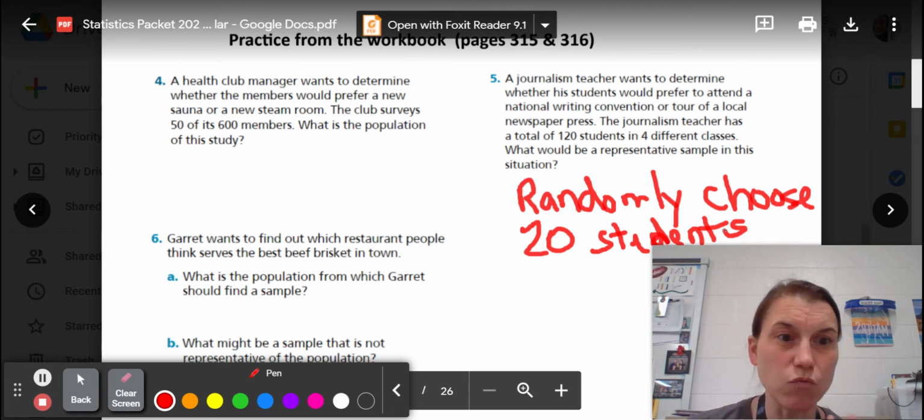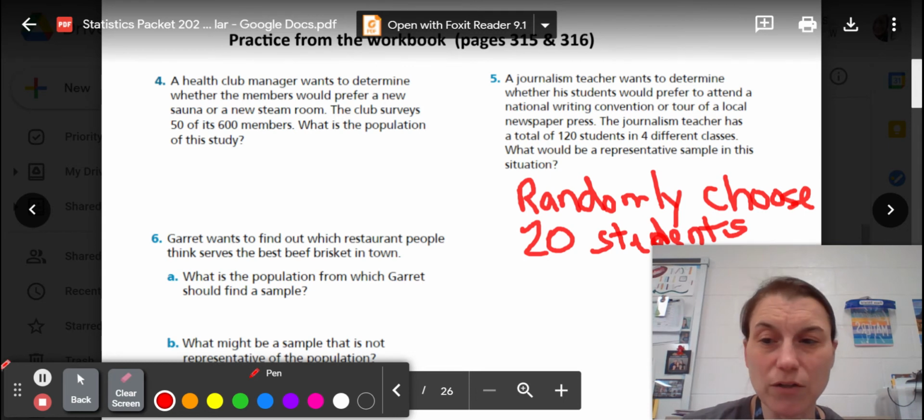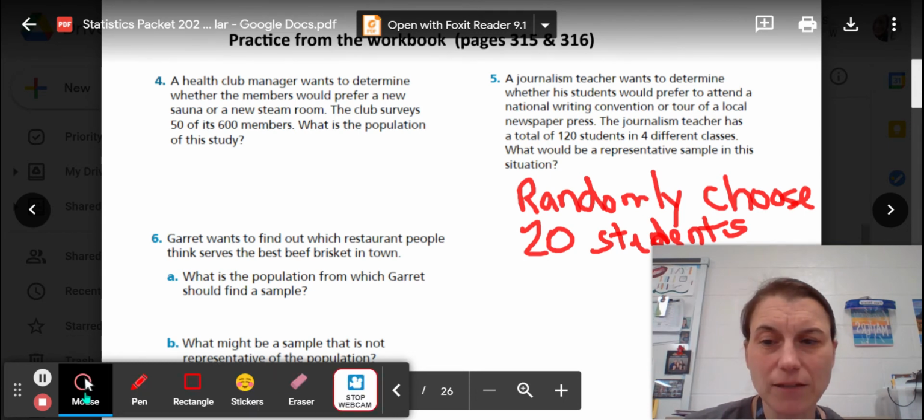So there's lots of ways of randomly selecting, but you want to make sure the sample is not too small. 20 is a good amount, and you want to make sure that everyone has an equally likely chance of being chosen. So something to that effect would be a good answer. You'll notice in statistics, it's not as exact.